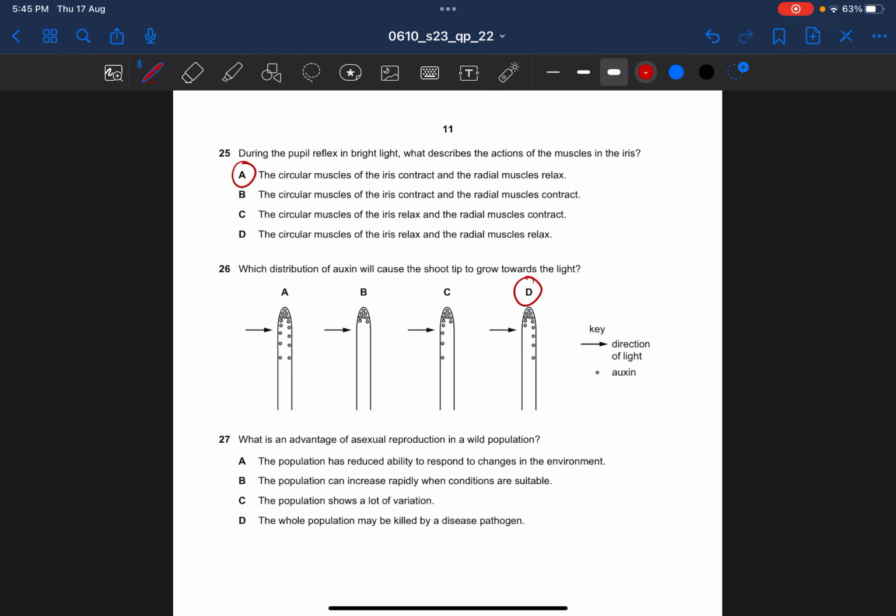Okay, question 27. What is an advantage of asexual reproduction in a wild population? So A is wrong because it doesn't have reproducibility, and it has a disadvantage actually. B is correct, which is the answer. And C, the population shows a lot of variation? Nope, it's all genetically identical. And D, the whole population will be killed by a disease pathogen. Yes, it will, but that's a disadvantage, not an advantage. So therefore, A, C, D are wrong.